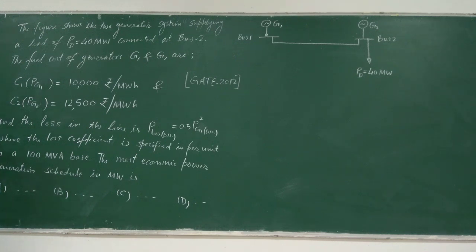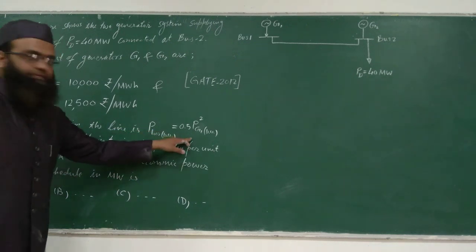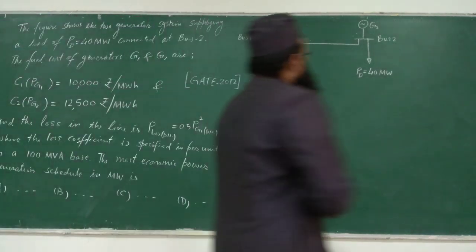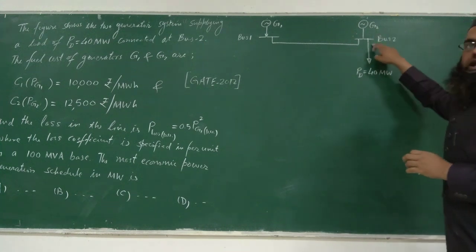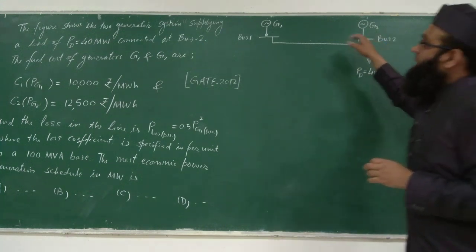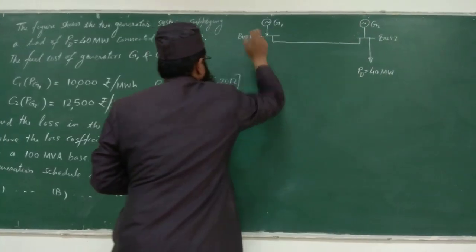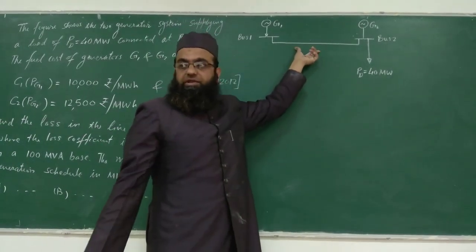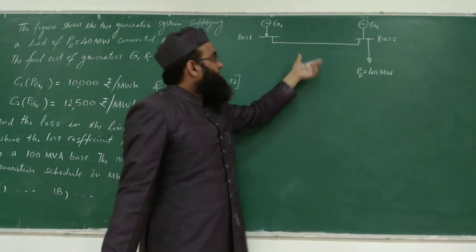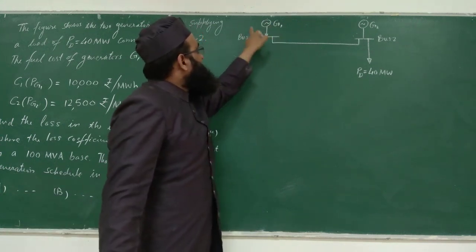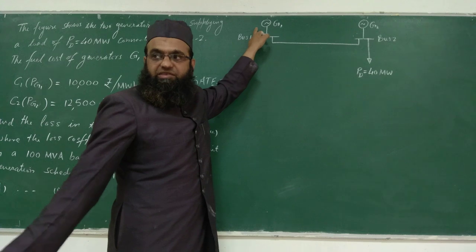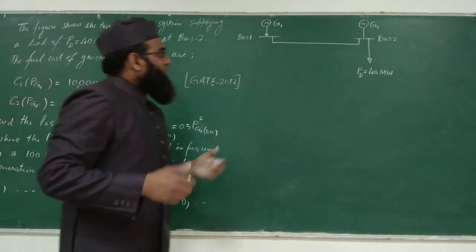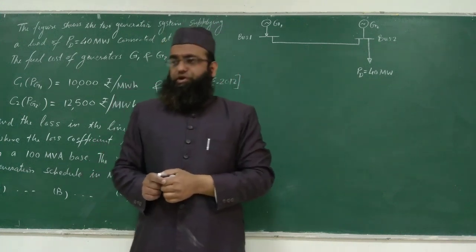Again, the loss in the line is this, half Pg1 square. So the load is connected at bus 2 where generator 2 is connected, but generator 1 is connected at bus 1. In order to supply this load, additional transmission losses will be there. So we can observe that it is a function of Pg1 generated by G1. That is given. Sometimes the loss coefficients may be given, B coefficients.